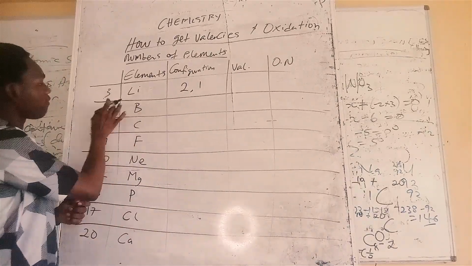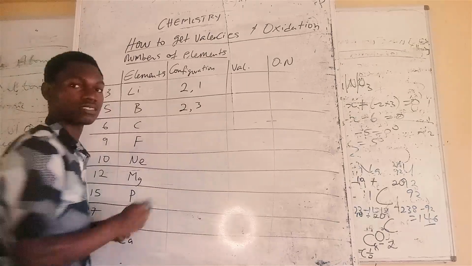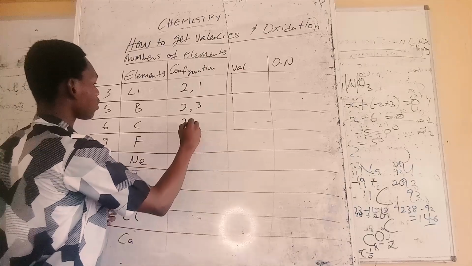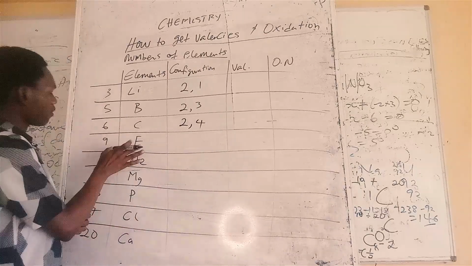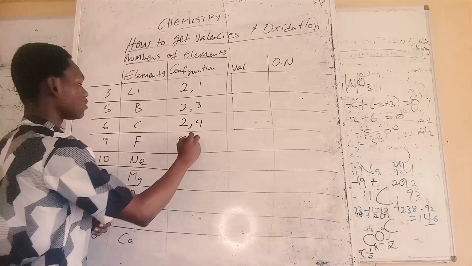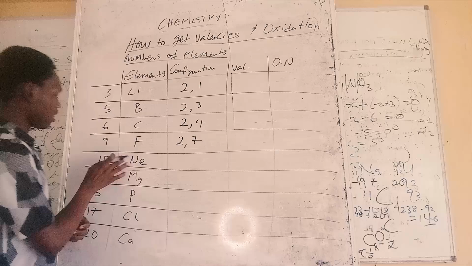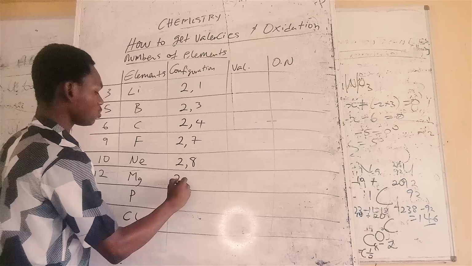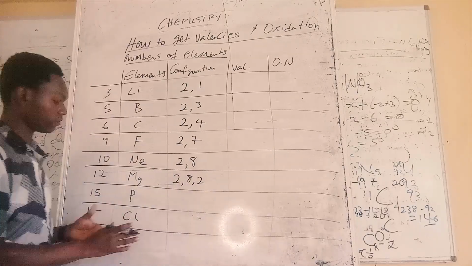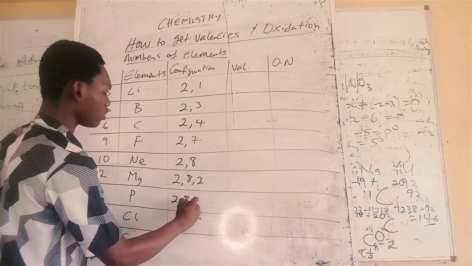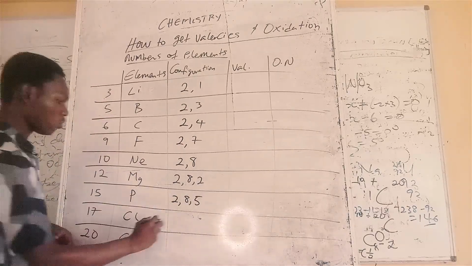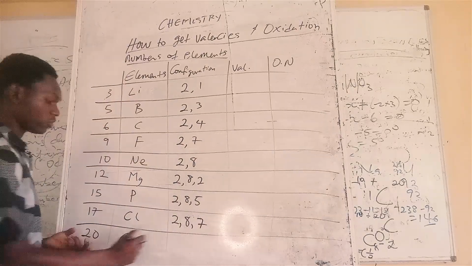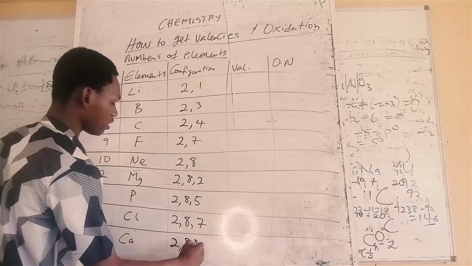What about boron? 5, 2, 3. And carbon is what? 2, 4. Fluorine is 2, what? 2, 7. Neon is 2, 8. Magnesium 2, 8, 2. Phosphorus 2, 8, 5. Chlorine 2, 8, 7. And calcium 2, 8, 8, 2.